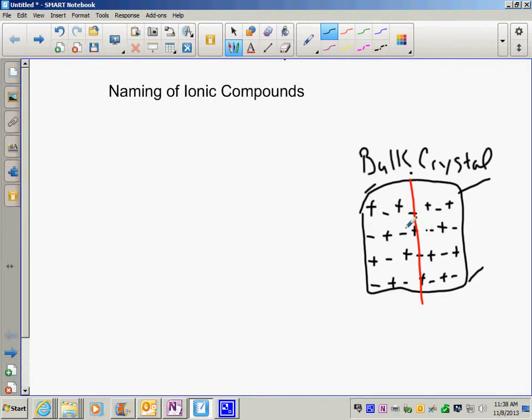In order to give the name of this substance, what scientists have done is said, okay, we can't really tell how many there are, so we're just going to tell the simplest ratio that occurs in the crystal. And this simplest ratio is referred to as an empirical formula.